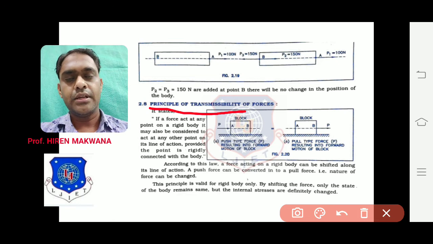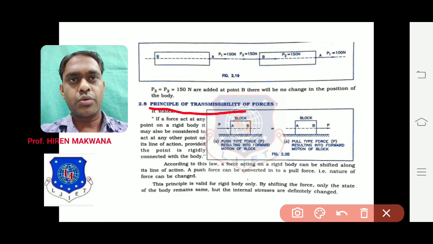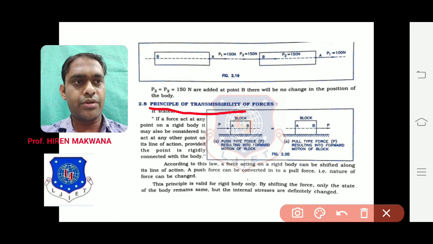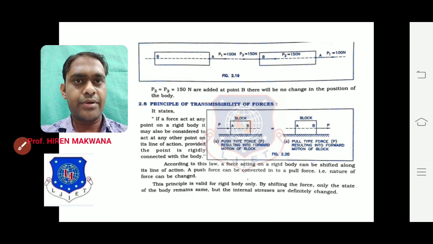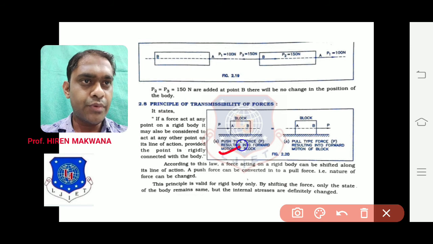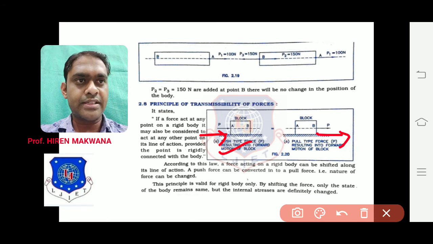Transmissibility means, in simple language, to convert the tensile force into compressive, or to convert the compressive force into tensile. So this is the last point of today's lecture. Let us see how it acts. In this block, at point A, the force P is compressive. You can convert this force into a tensile force like this. So it will transfer to point B.